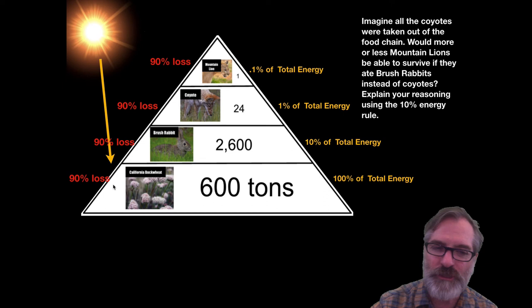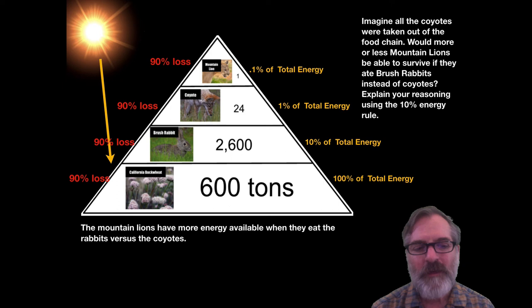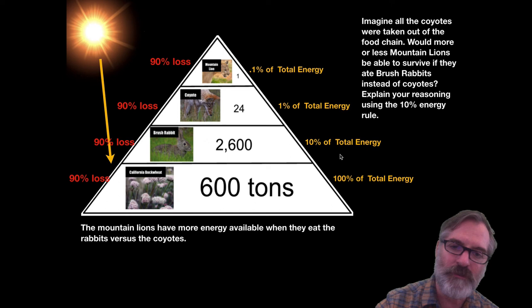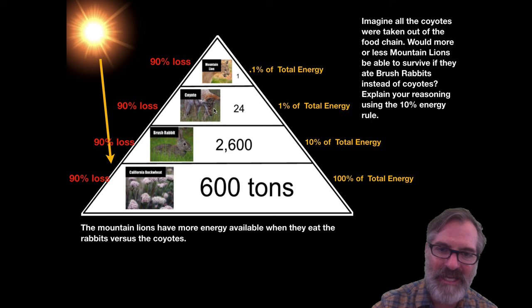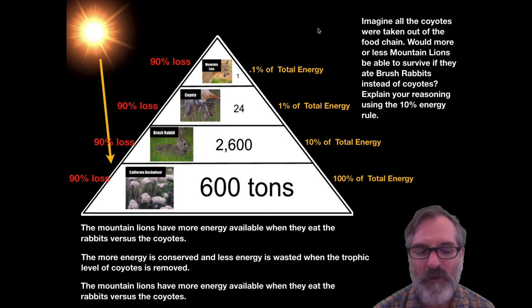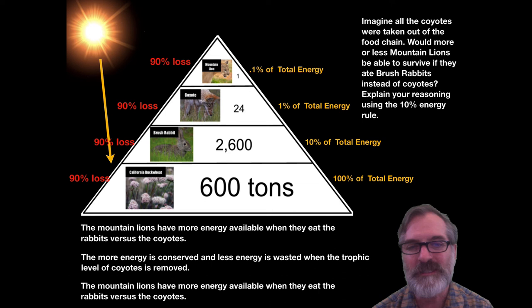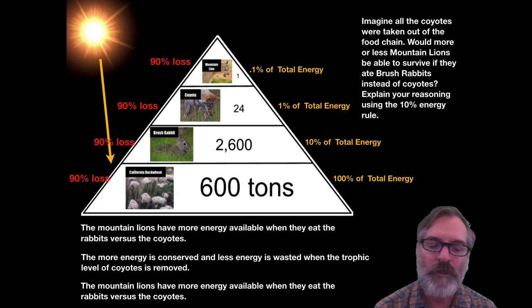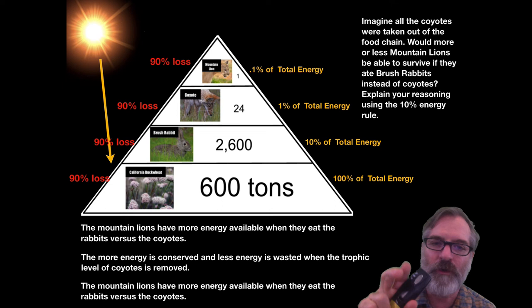All right? So, the mountain lions have more energy available when they eat the rabbits versus the coyotes. So, they're going to save all this energy being lost here and here that's being put into the coyotes. So, they're going to save that. That's going to be able to support more mountain lions. The more energy is conserved and less energy is wasted when the trophic level of the coyotes is removed. Or another way of putting it, the mountain lions have more energy available when they eat the rabbits versus the coyotes. Just like in the last example with the fishermen, when you got rid of the fish, instead of supporting one fisherman, one human, you could support 30 if we got rid of the fish and just started eating the frogs. Okay? Same example here.